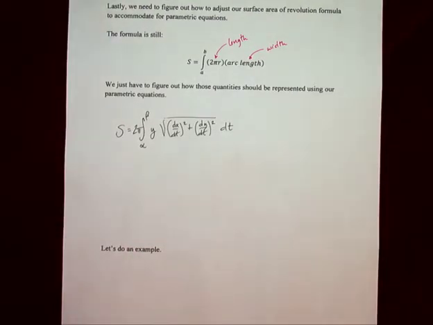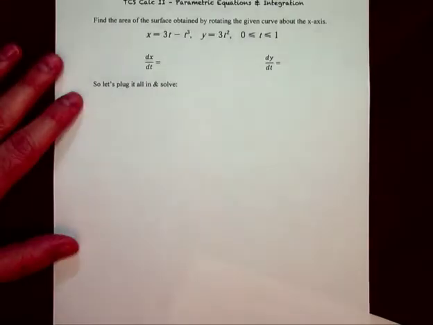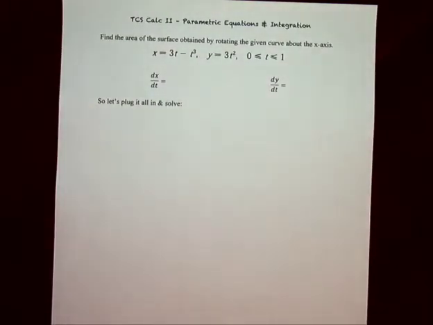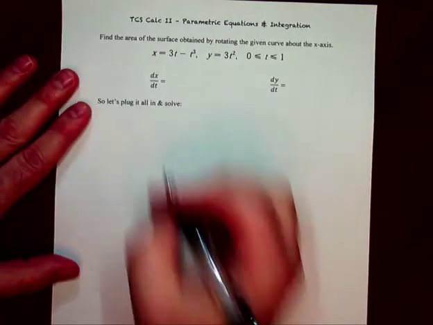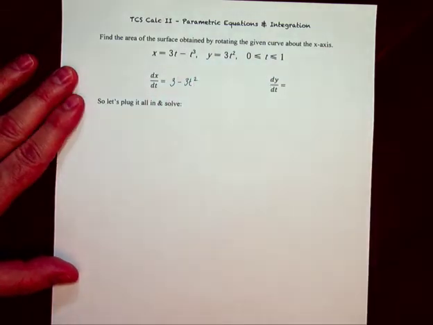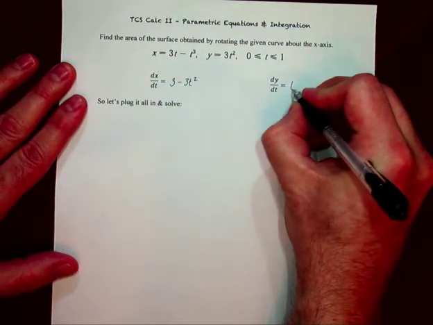So let's go ahead and use that to find the surface area of revolution for this one. Now, my dx dt is going to be 3 minus 3t squared. And my dy dt is going to be 6t.